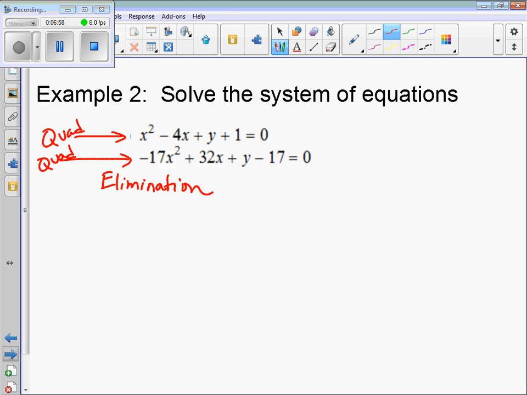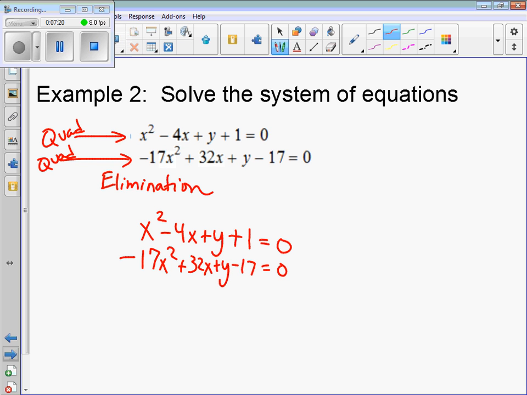So, you line them up a little bit better. Got it there. Alright, so I lined up my x squared terms vertically, x terms, y terms vertically, my numbers vertically.